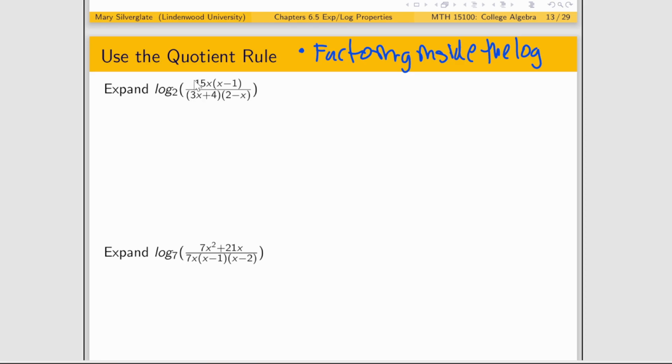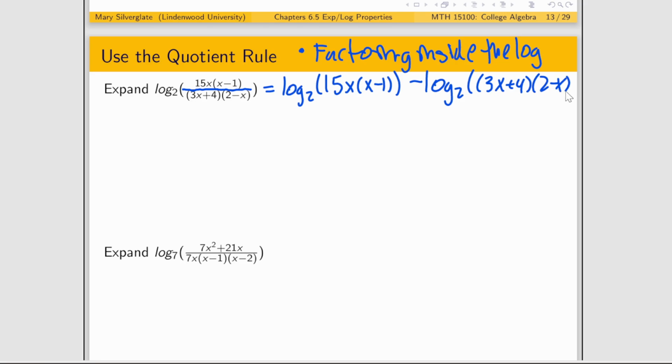And in particular, we want to think about this being a giant parentheses on the top and giant parentheses on the bottom, and we want to deal with this large fraction first. So that will become log base 2 of 15x times x minus 1 minus, because division inside the log becomes subtraction outside the log, base 2 of 3x plus 4 times 2 minus x. Whenever you have parentheses next to it like this, that means they're being multiplied. Now let's continue to break this up.